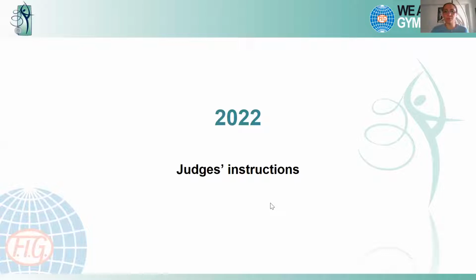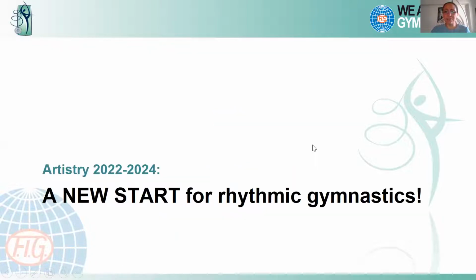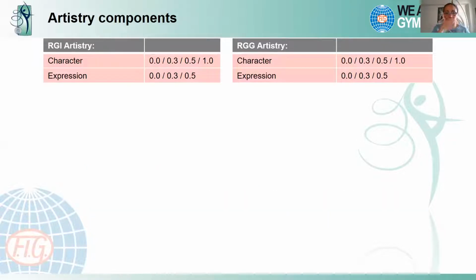Today's presentation is about artistry, and then we go to execution. So we understand that artistry is a very important part now and has a big load in the score. So we have to be very accurate and very precise when judging artistry because it has a very big impact. And we want artistry to come back to our sport with beautiful routines.